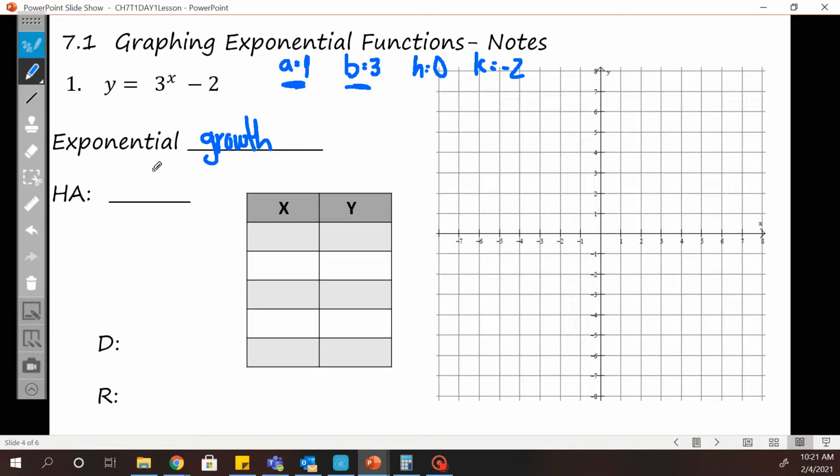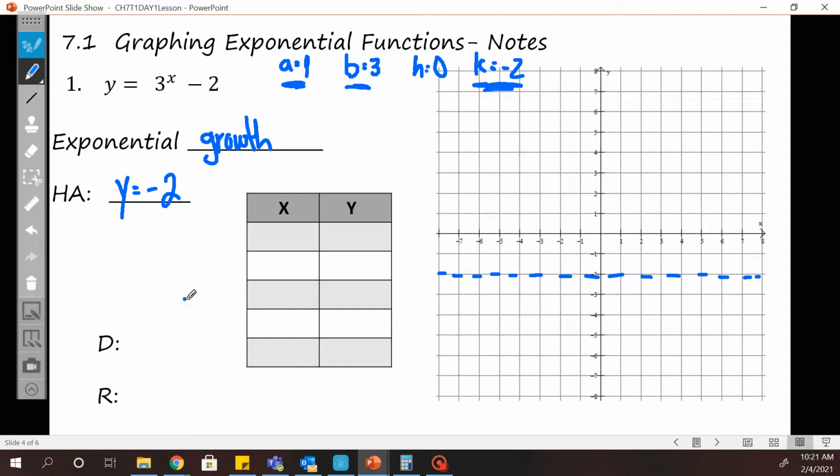Next, my horizontal asymptote is going to be y equals k, whatever the k value is. So the k value is negative 2. I'll put a dotted or dashed horizontal line that goes through negative 2 like this. My graph will never cross that line.